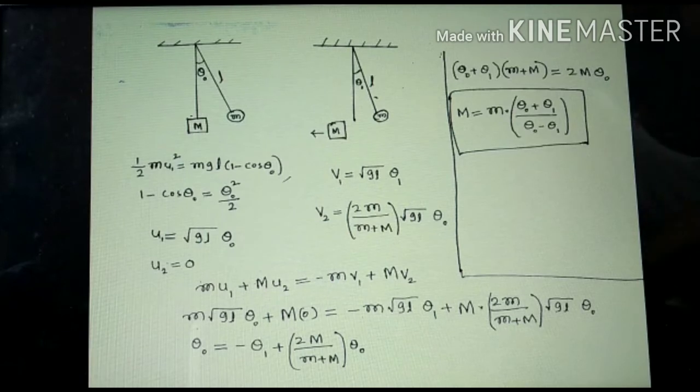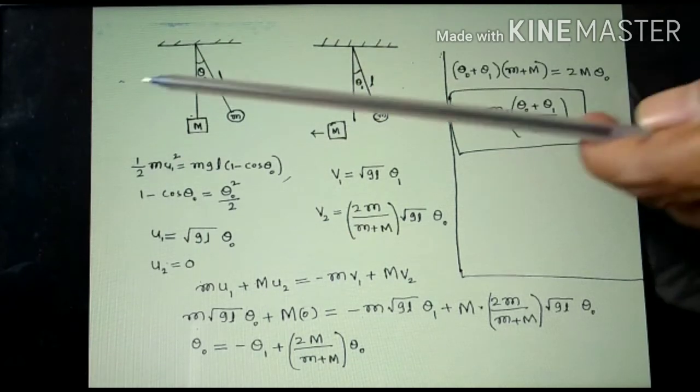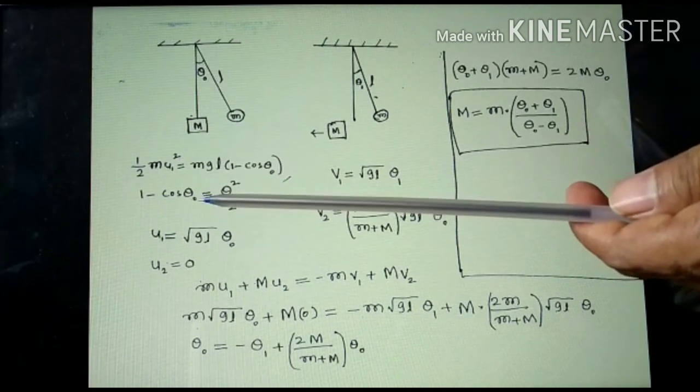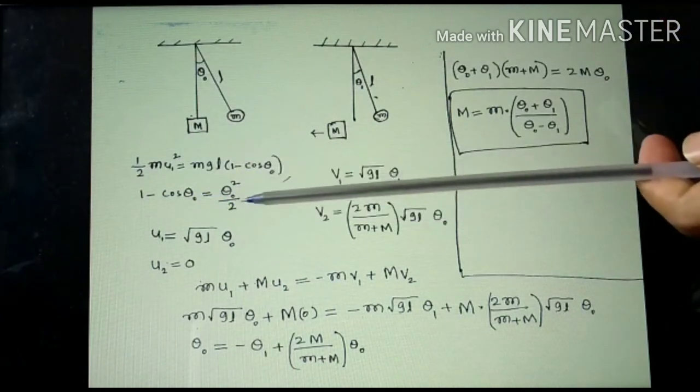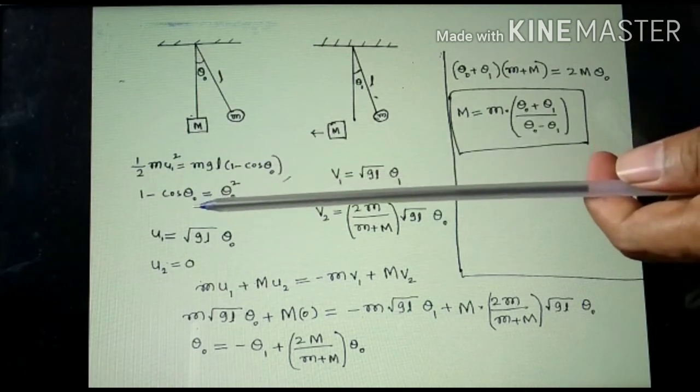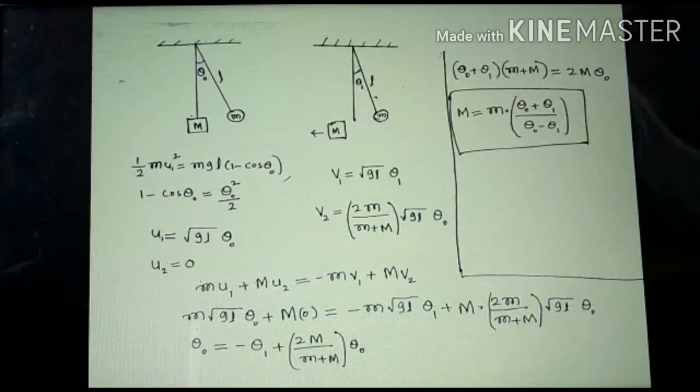For small angles there is an approximation: 1 minus cos theta naught equals theta naught square by 2. How does it come? This is from the expansion of cos theta naught. The cos theta expansion is 1 minus theta square by 2 factorial plus theta power 4 by 4 factorial minus theta power 6 by 6 factorial and so on. For small angles, theta power 4, theta power 6, theta power 8, you can neglect.